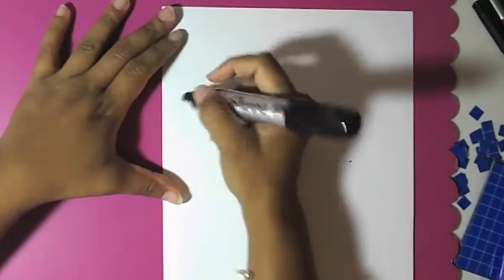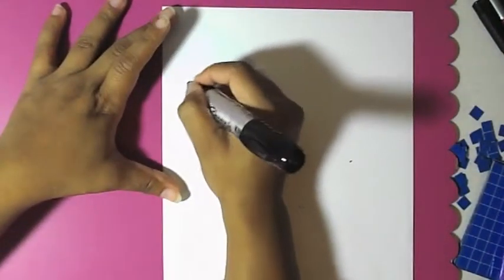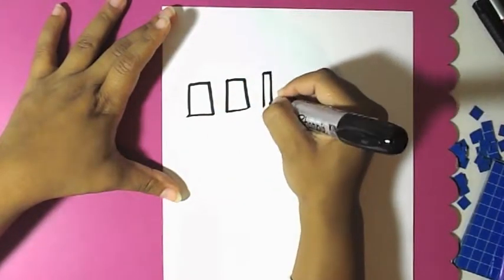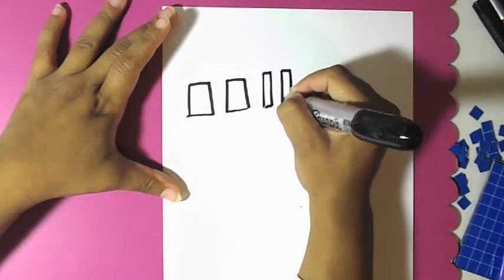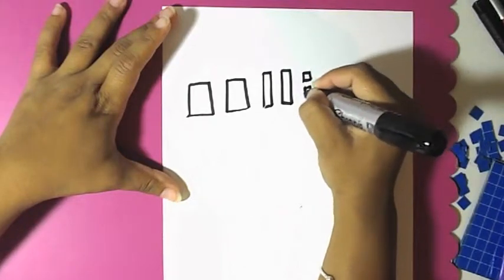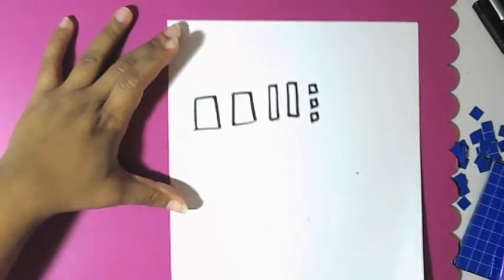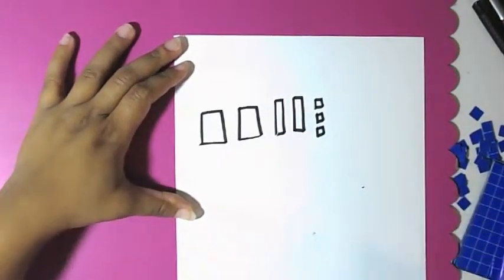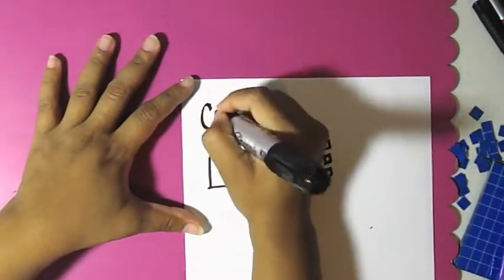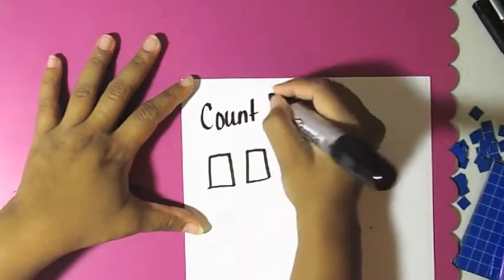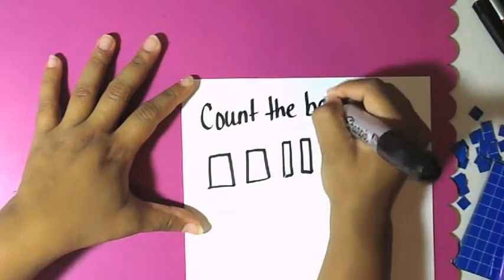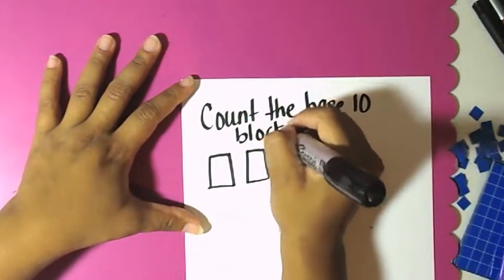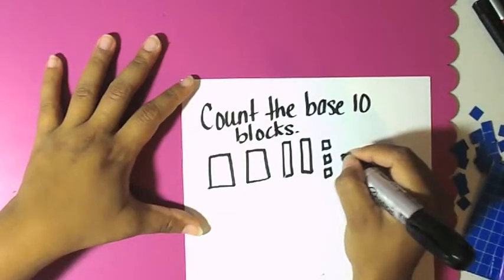I know. Suppose you had this right here, and it said to count the base 10 blocks. Okay? So that's the question that might be on the test. Count the base 10 blocks. Okay? How much are they worth?